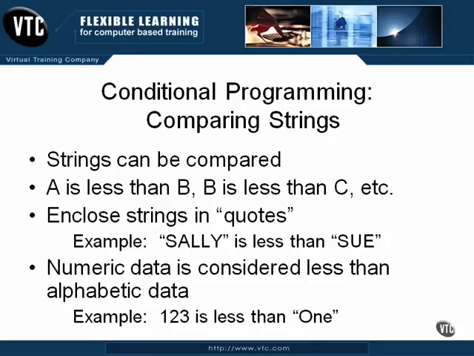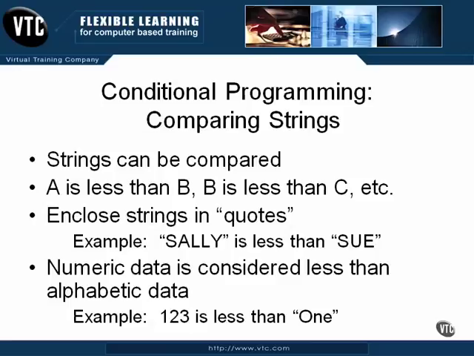Oftentimes you will want to be able to write a program that will not only compare numeric data but also string data. String data, of course, is any data that is not all numeric and therefore is not to be considered for calculations, such as a person's name or perhaps even an address, where you have a combination of letters and numbers in the text. String data can be compared.